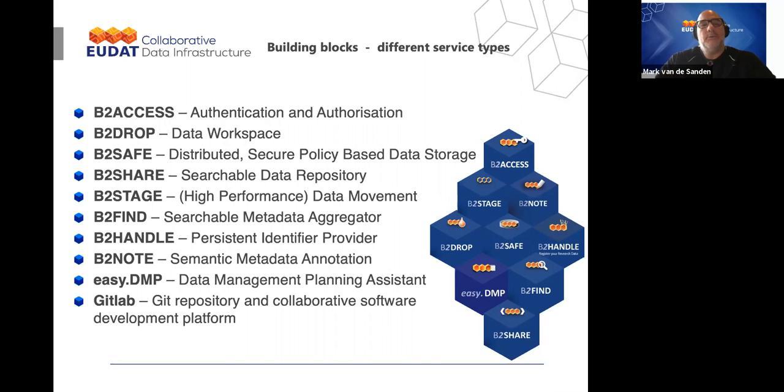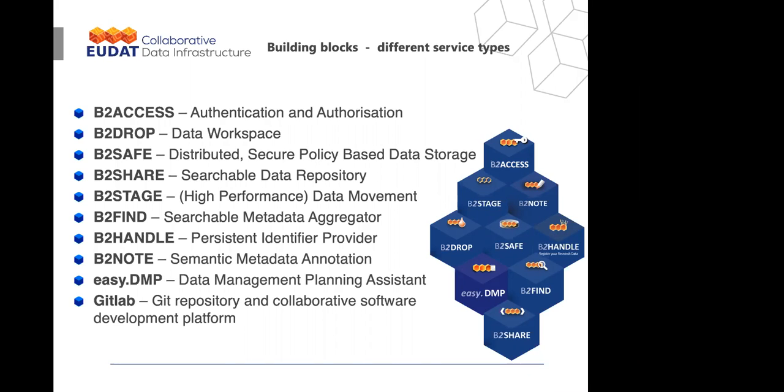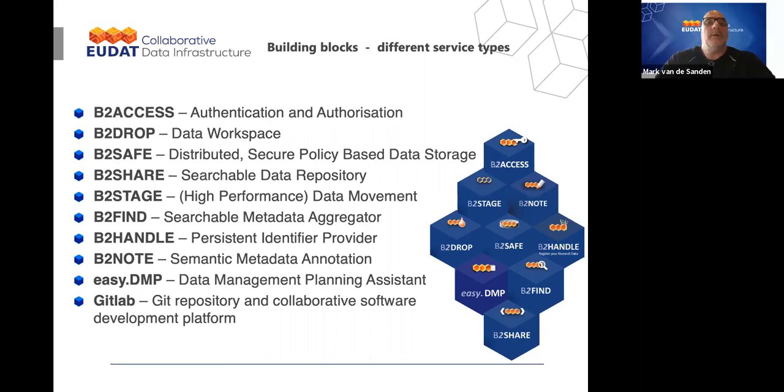B2Share is a data repository service where you can describe data in different metadata templates, which can be tuned for different communities. And when you upload the data, then also the data is automatically made discoverable via, for example, B2Find, which is our metadata aggregator and search engine. B2Stage is a service which provides APIs to allow data movement across different services.